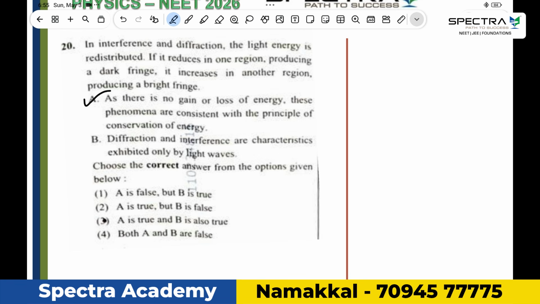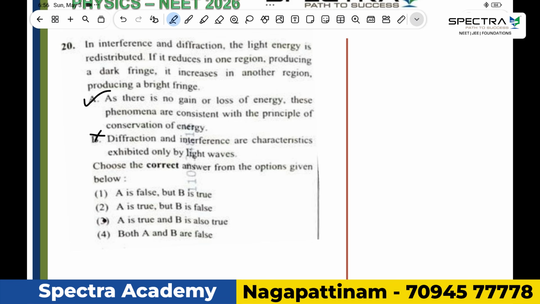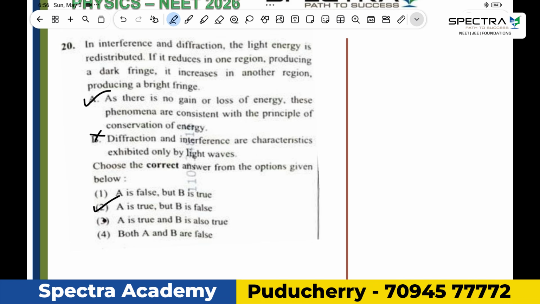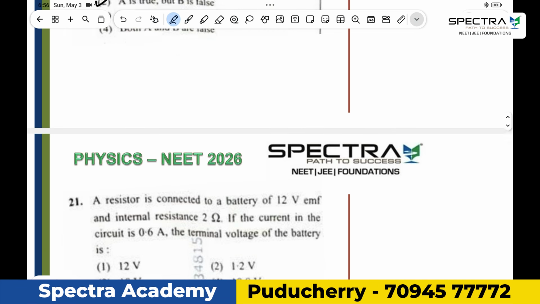Now what about B? Diffraction and interference are characteristic exhibited only by light wave. Wrong. You know, even sound exhibit diffraction, right? So anyway, even by thinking that itself, we can tell B is wrong. So A is true, but B is false. So it's a very simple question. It's option 2. Okay.